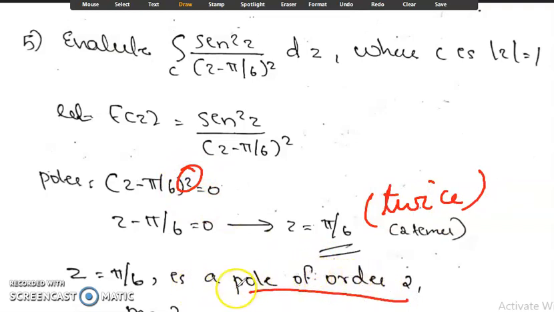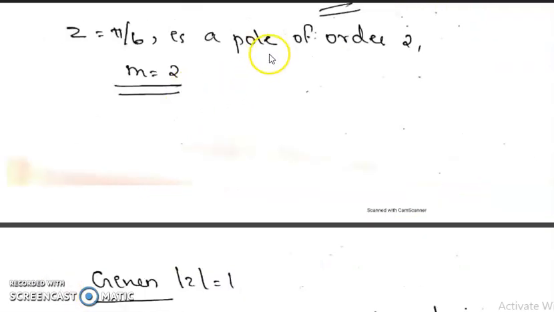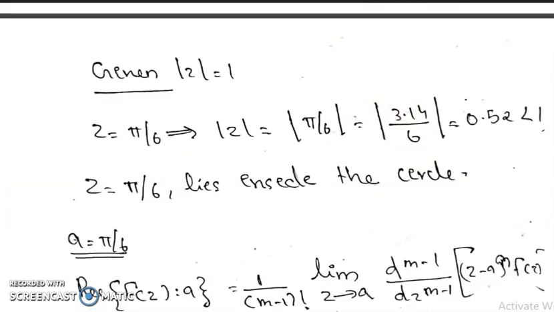Now we'll verify whether it lies inside or outside. The given curve is mod z is equal to 1. Since it is of order 2, it is repeated twice, so m is equal to 2 here. Now given mod z is equal to 1, z is pi by 6. Instead of z I take pi by 6. Pi is 22 by 7, that is 3.14, divided by 6 is 0.52, which is less than the radius, which is 1. So it lies inside the circle.